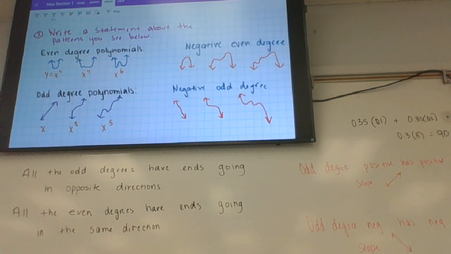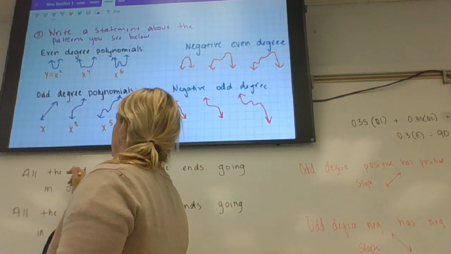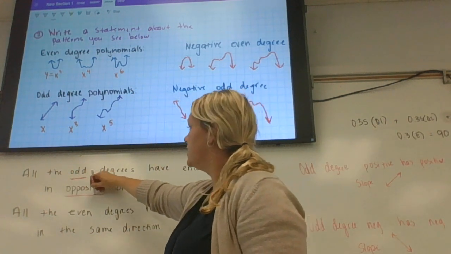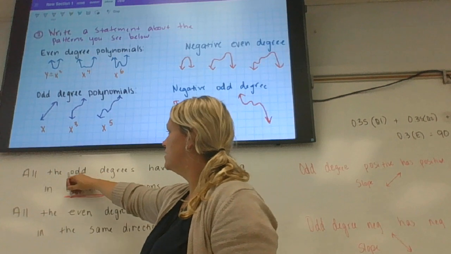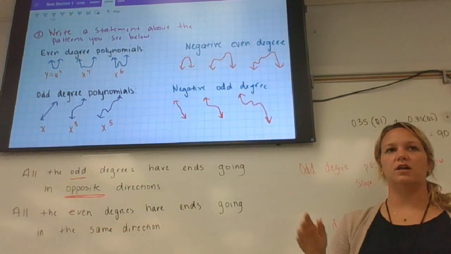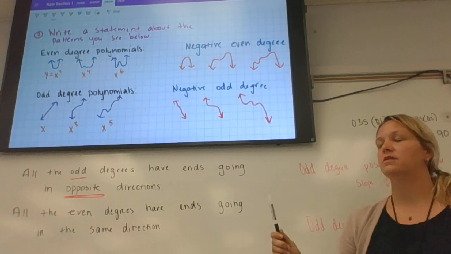No. That's not what I'm talking about. Listen to Mark. He said it. All the odd degrees, so these ones down here, have ends going in opposite directions. So it's kind of handy that odd and opposite start with O. Odd degree go opposite ways.